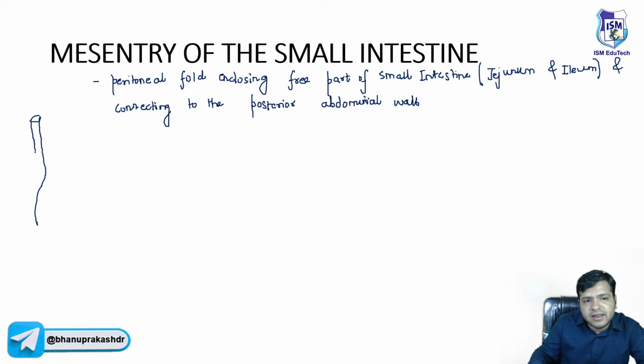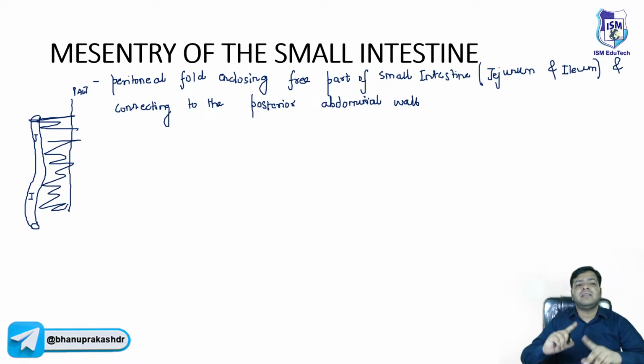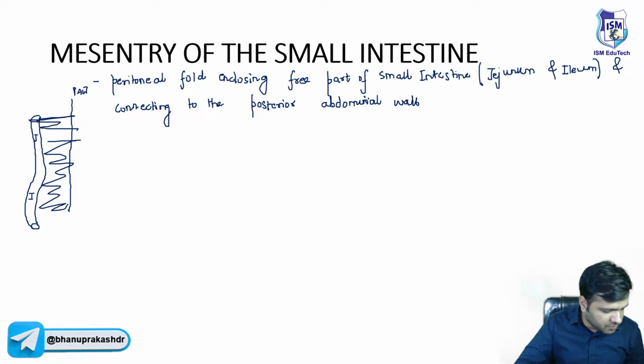I'm just drawing like this so that it's way clear. And this is the jejunum, this is the ileum, and we have this posterior abdominal wall. So this is the mesentery, which is connecting this jejunum and ileum to the posterior abdominal wall.